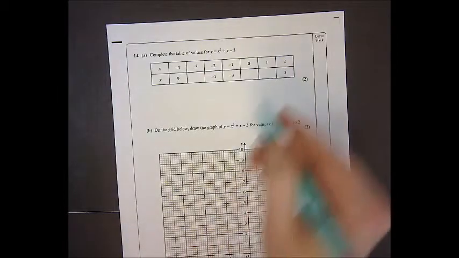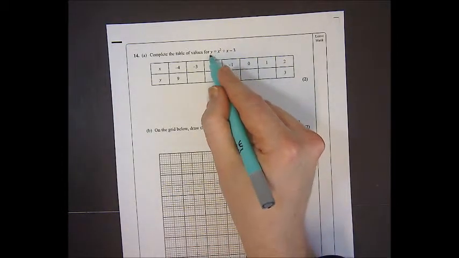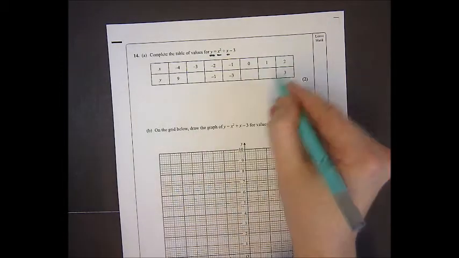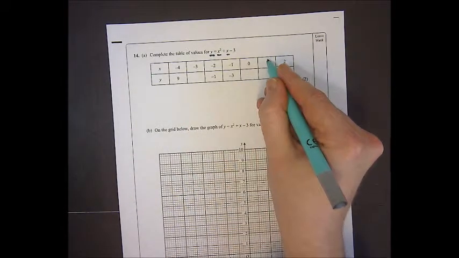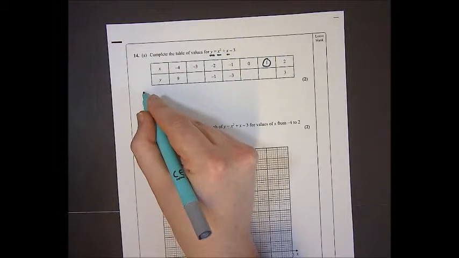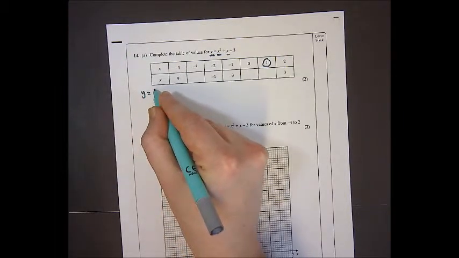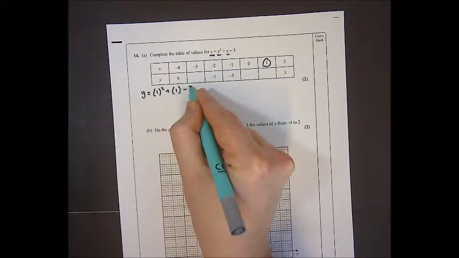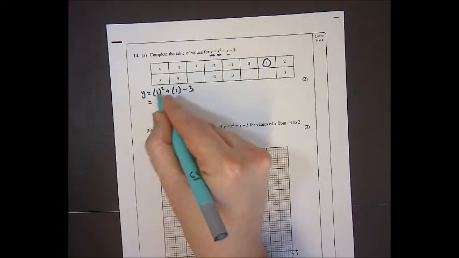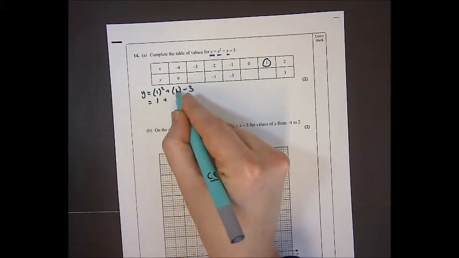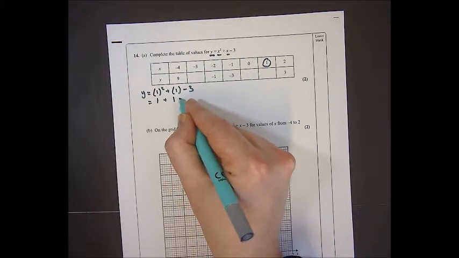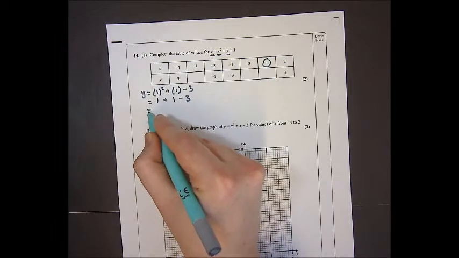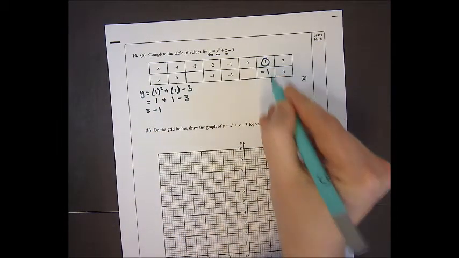On this question, we're asked to find some values of y given some values of x. So I'm going to do this beneath. I'm going to take my value of x as 1, and I'm going to substitute that in. Y equals 1 squared plus 1, take away 3. 1 squared is 1. 1 is obviously just 1, take away 3. 1 plus 1 is 2, take away 3 is negative 1. So I'm going to put negative 1 in there.